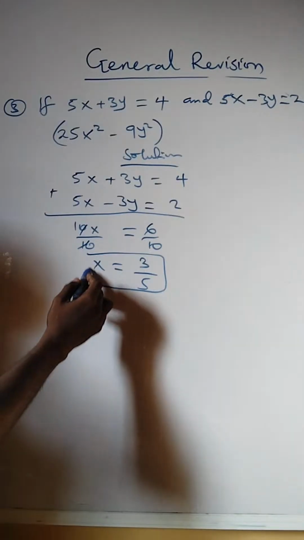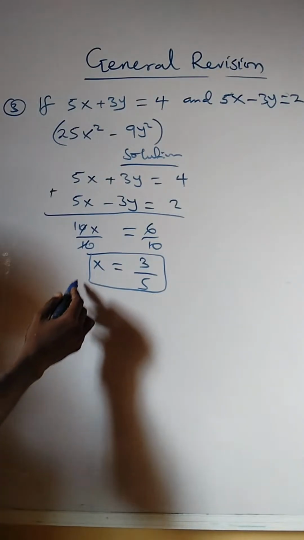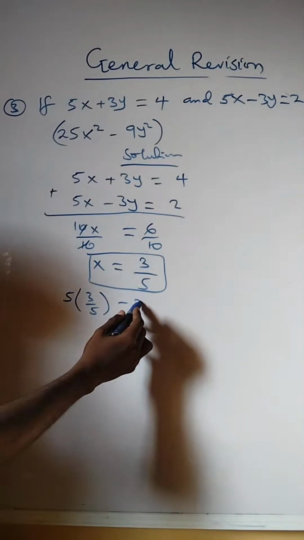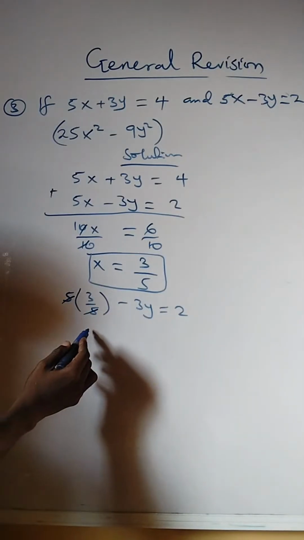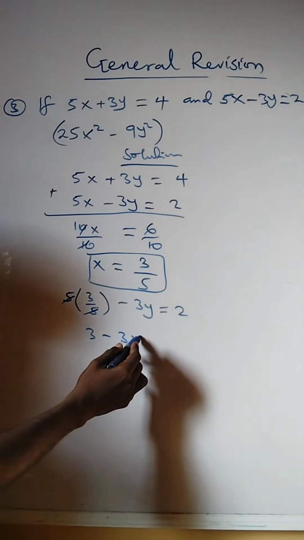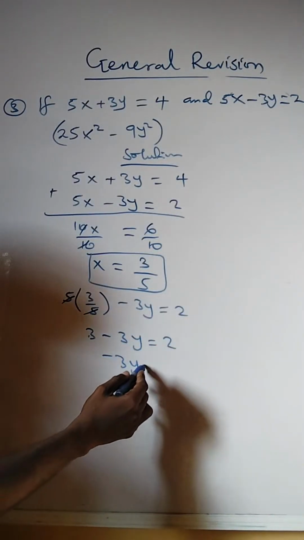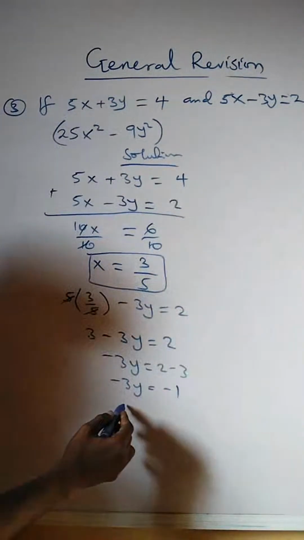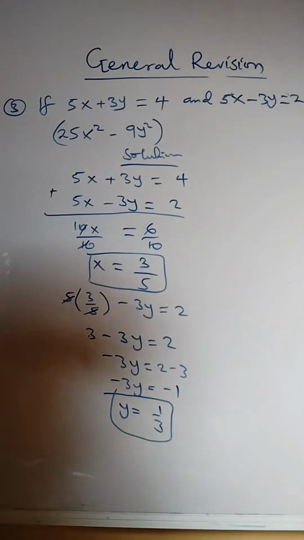If this is x, you can get y using any of these equations. Using equation 2, 5 times x, which is 3 over 5, minus 3y equals 2. Let's multiply: the 5s cancel out, and we have 3 minus 3y equals 2. Take 3 across, we have minus 3y equals 2 minus 3. So minus 3y equals minus 1, and y equals 1 over 3. So y equals 1 over 3 and x equals 3 over 5.